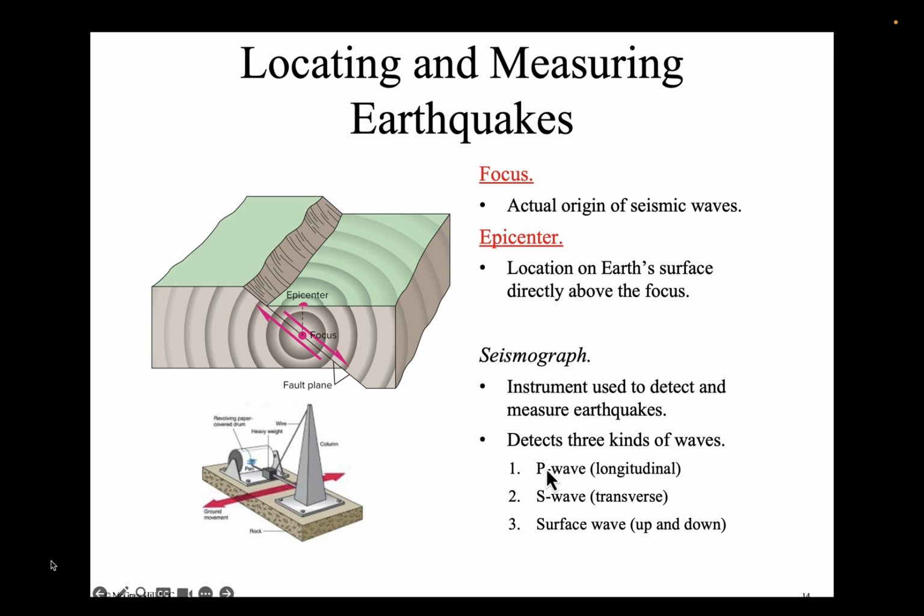So we have the P waves and we have the S waves. The P waves occur longitudinally to the focus, and the S waves occur transversely to the focus. And you also have the surface waves that occur up and down. These waves can travel across the surface of Earth, and we can measure their intensity.